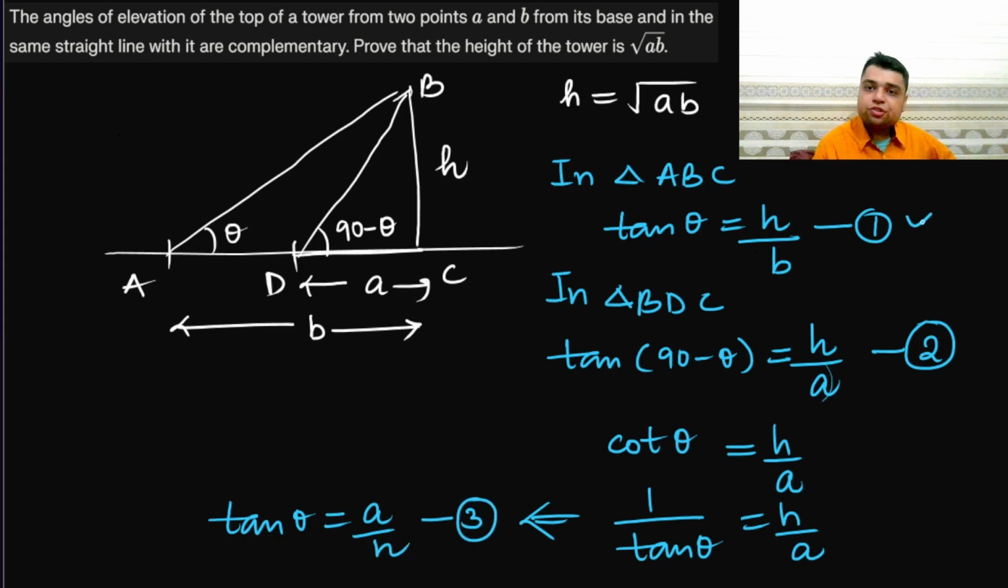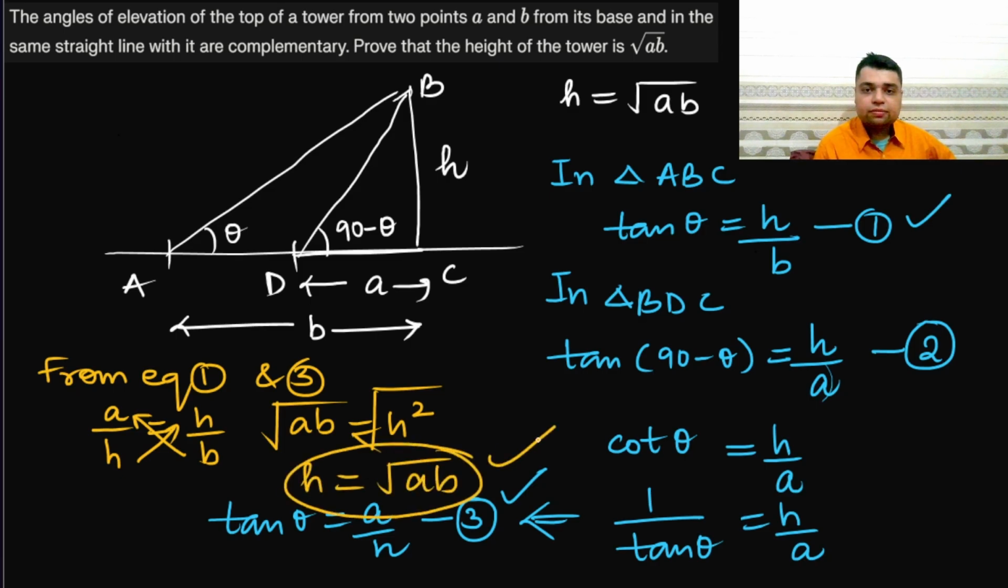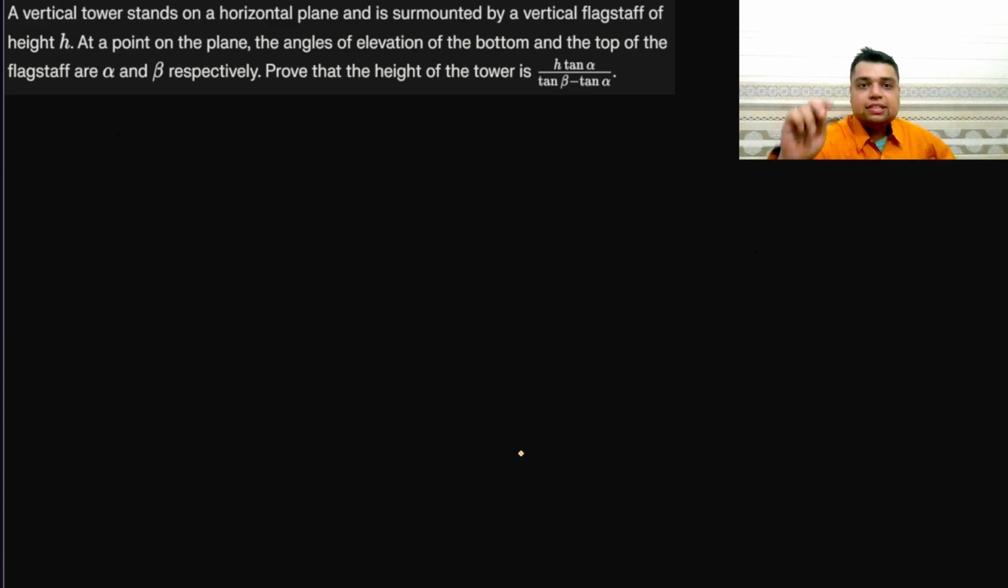So if we see equation 1 and equation 3, we both have tangent on the LHS, right? So from equation 1 and 3, can I say that A upon H is equal to H upon B? Cross multiply it. So AB is equal to H square. To find H, we will take square root on both sides. So H will be equal to root of AB. That's what we need to prove. Okay. Let's see the next question.